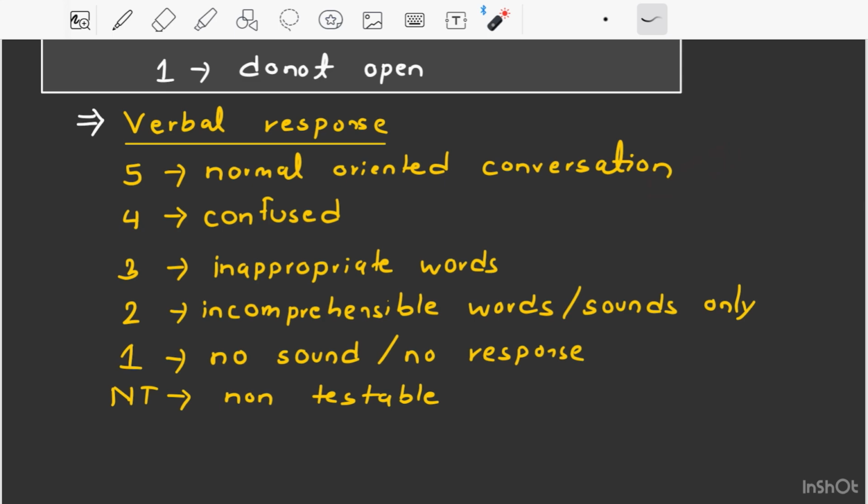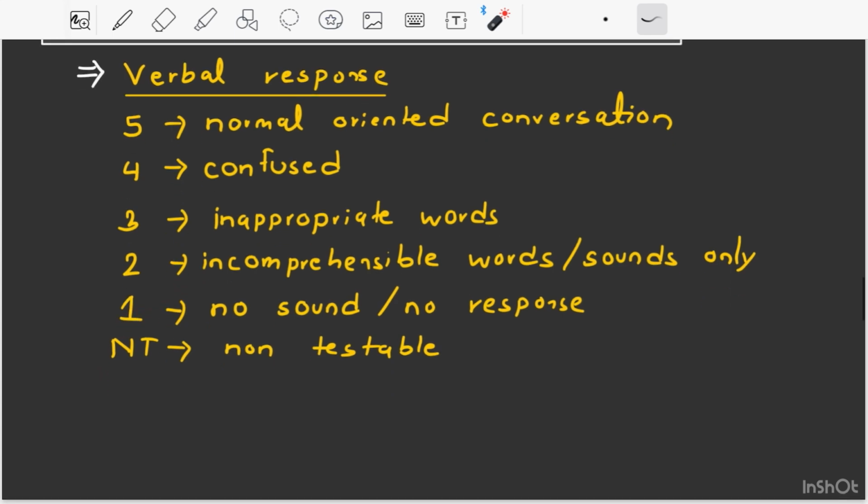While talking to you, if you feel that the patient is confused, like not reacting in a normal way, his words are appropriate but he feels confused, then you give him a score of 4. If the patient is uttering inappropriate words, then a score of 3. If the words are incomprehensible or there are only sounds or moans, then 2. If he does not produce any sound or there is no verbal response, then the score is 1.